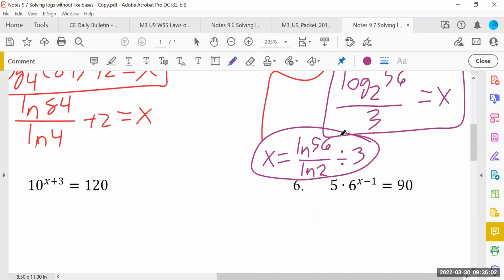Let's try it. Put it in the calculator. What do we get? My guess is it's going to be just a little less than 2, because log base 2 of 56 is going to be a little less than 6. A little less than 6 divided by 3.